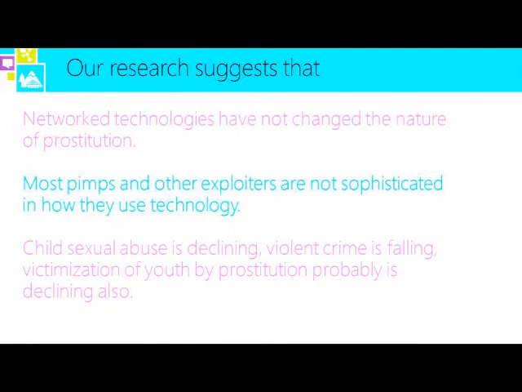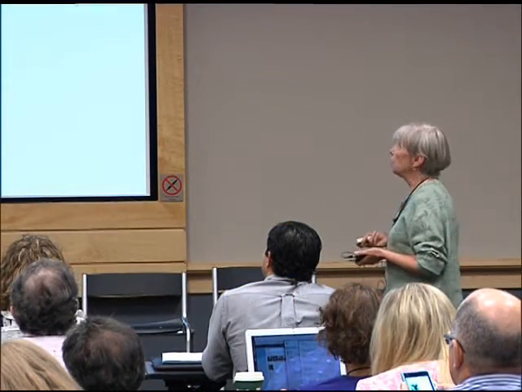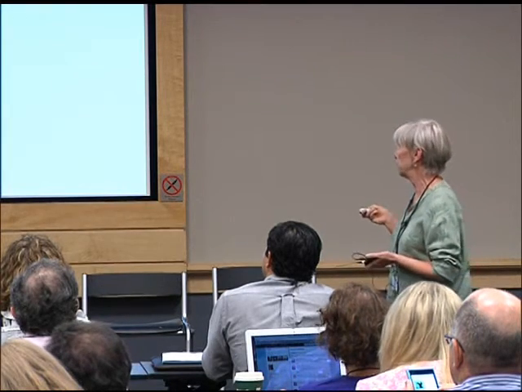Further, the fact that the use of technology is increasing doesn't mean that child victimization is increasing. In fact, one of the things we do at the Crimes Against Children Research Center is track data from all sorts of sources about child victimization. And since the mid-1990s, child sexual victimization has declined significantly. We have data from multiple sources that show these types of declines.